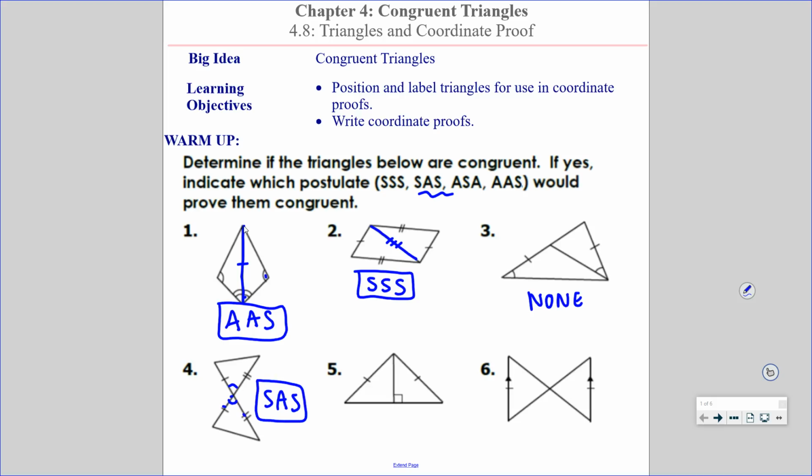Number 5 is kind of a tricky one. If you said none, I would give that to you because we know this side is congruent, but we don't know the included angle. However, if you recognize that we do have this big isosceles triangle here of these congruent sides, technically these angles would be congruent. These angles would be congruent also. If you can kind of picture that green, that big one.